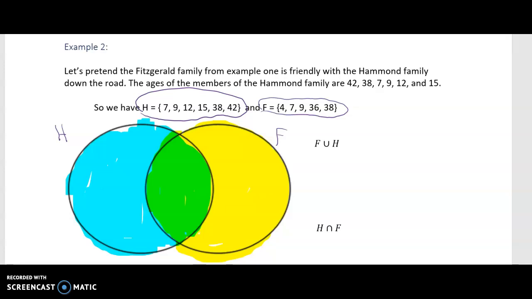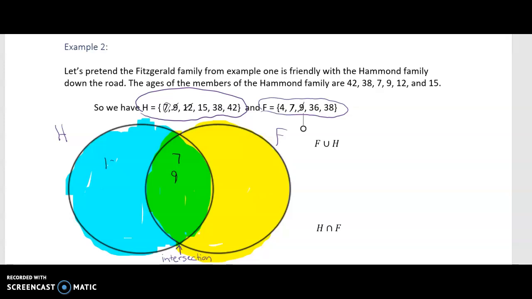You can see in the middle here, we have green. This is where they overlap. This is their intersection. Going through the list for the Hammond family, we have first the age of 7. Well, 7 is also in the Fitzgerald family, so I'm going to put it in the green. We have 9, which occurs for both families, so I'll put it in the green area.